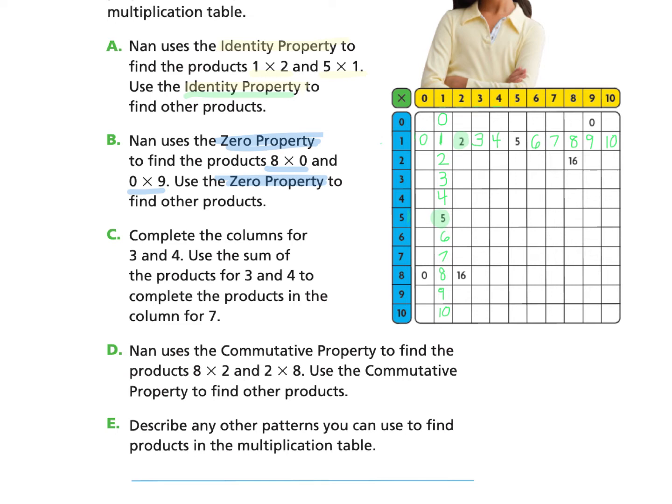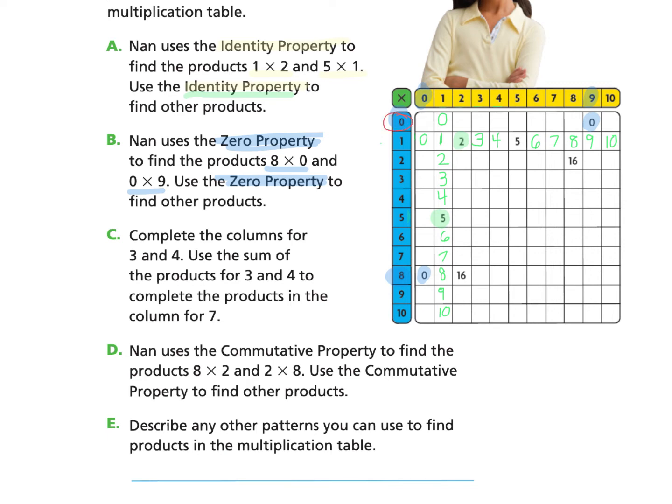So we can see that Nan said that she multiplied 8 by 0, and then she put in the product 0 here. She also multiplied 0 times 9, and then she put in the product right here, which was 0. So what we're going to do, just like we did with the identity property, is complete this chart using the 0 property. You're welcome to pause and come back and try it on your own, or just follow along with me. So we'll start here.